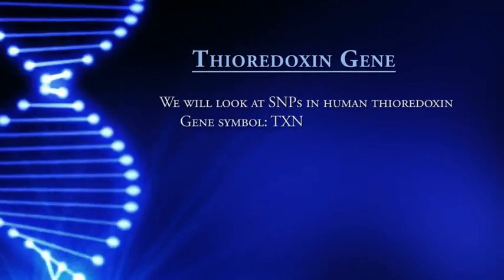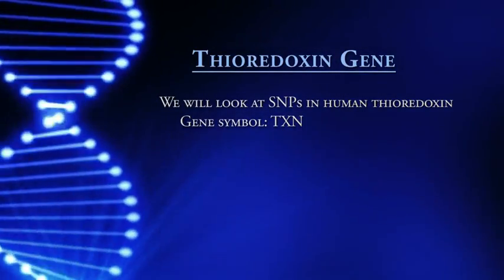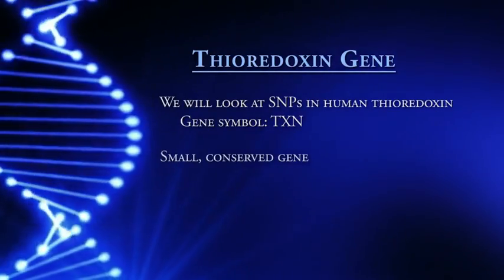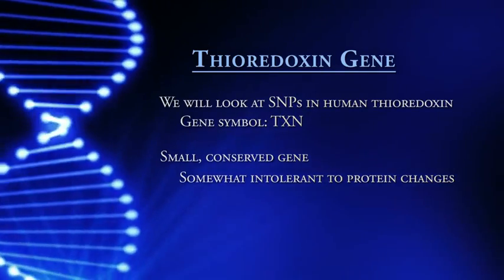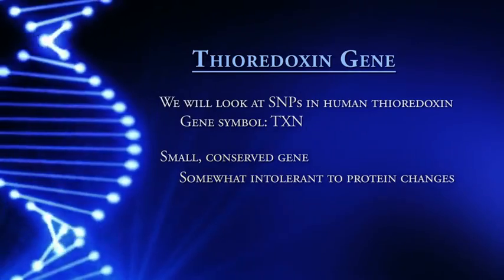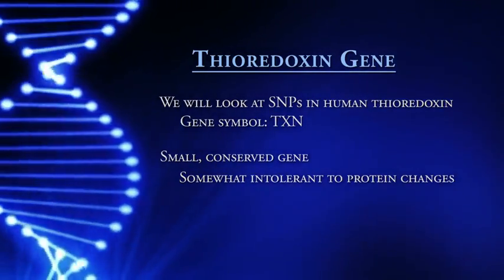The gene that we will look at is the human thioredoxin gene. The gene symbol is TXN. I chose that particular gene because it is relatively small and it is very conserved. So what that means is because the sequence is very important, it is somewhat intolerant to changes in the protein. So we will see fewer SNPs in this gene compared to many other genes.